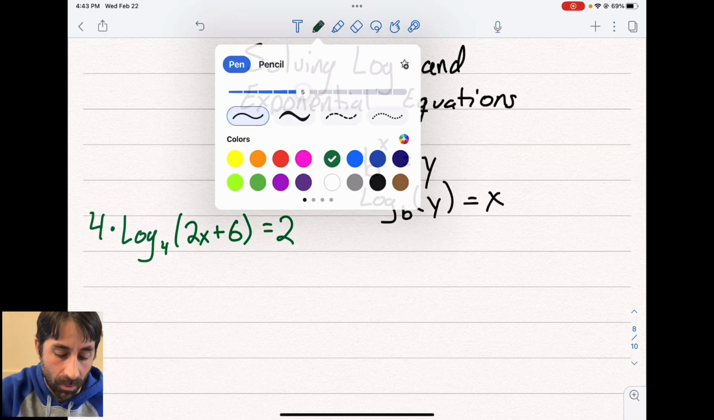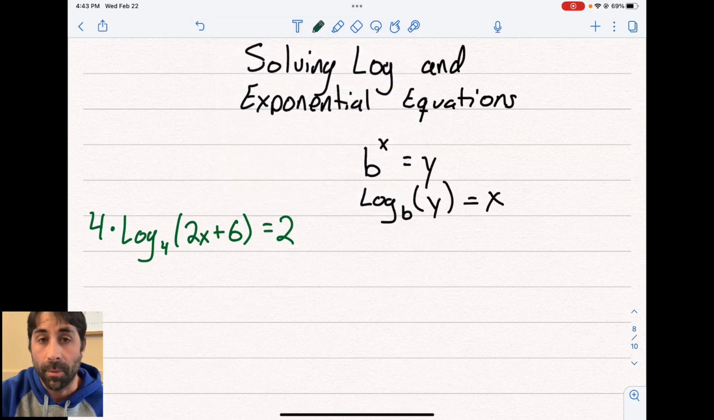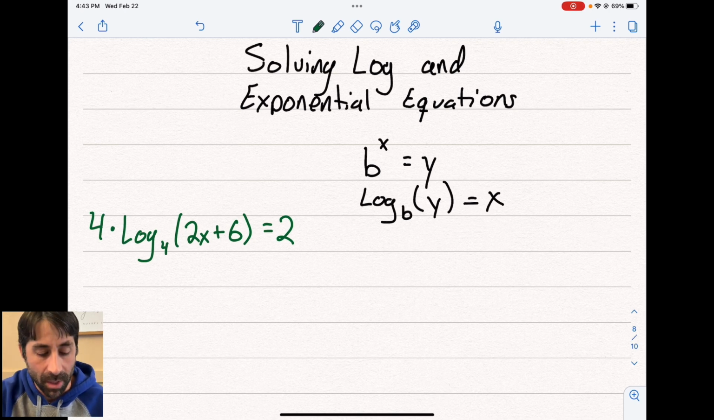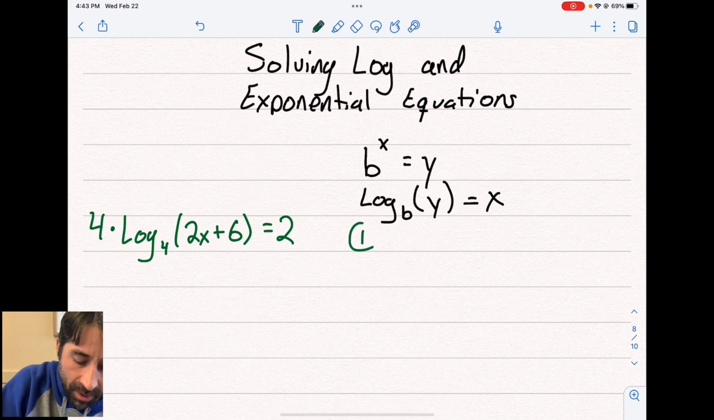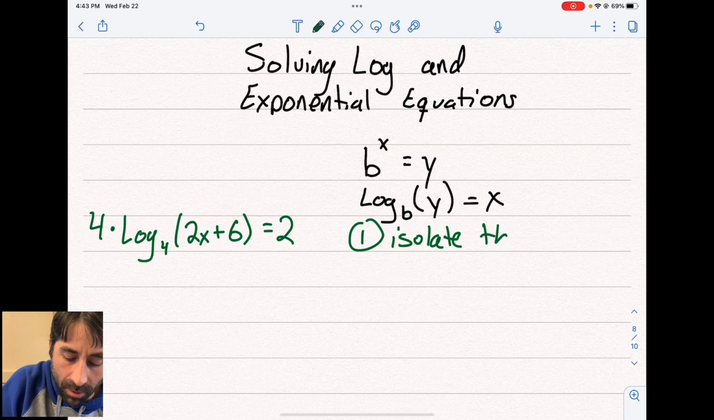Now, I've got a log equation here, and I'm going to break this down step by step. I'm going to tell you why I'm making the choices that I'm making, and I'll also show you how to get this in your calculator. It doesn't really matter if it's log or exponential equations, the steps are basically the same. The first step is we need to isolate the log term.